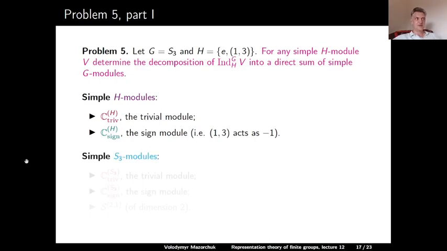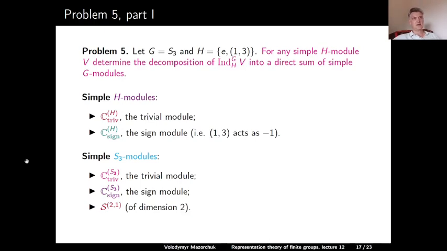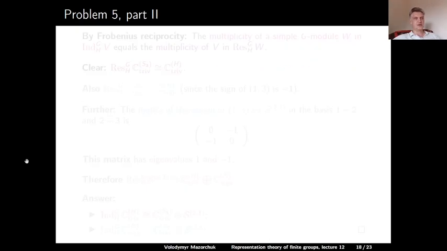We have also seen all simple S_3 modules. We have the trivial S_3 module, C-triv. We have the sign S_3 module, C-sign. And we have the two-dimensional simple module, curly S with the upper index (2,1). And this is the complement of the trivial summand inside the natural module. We want to understand the multiplicities of all simples in the induced modules.